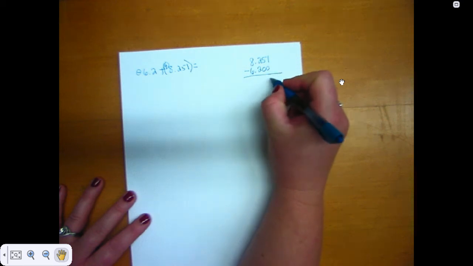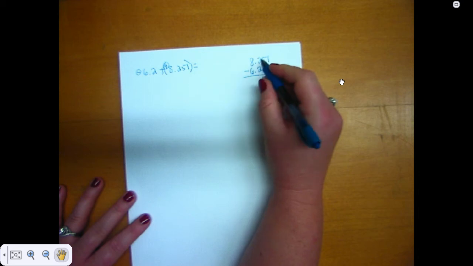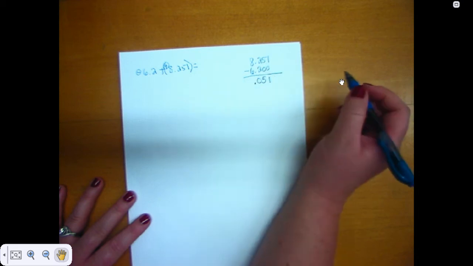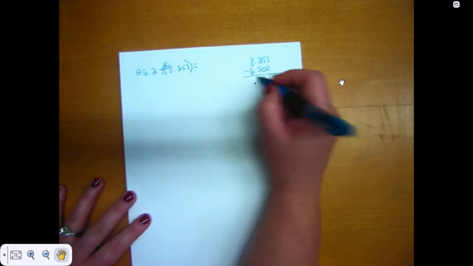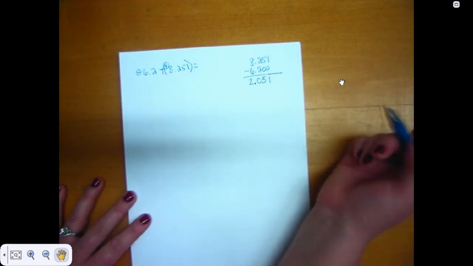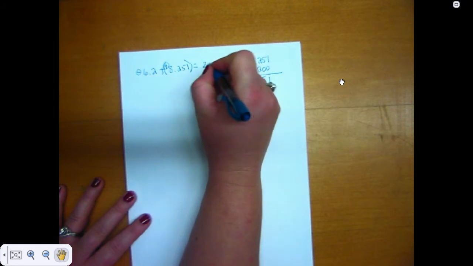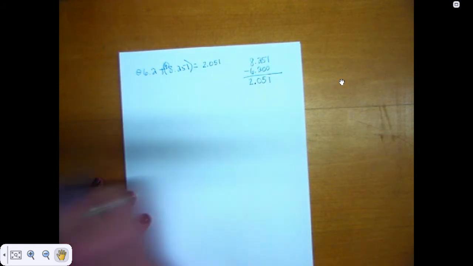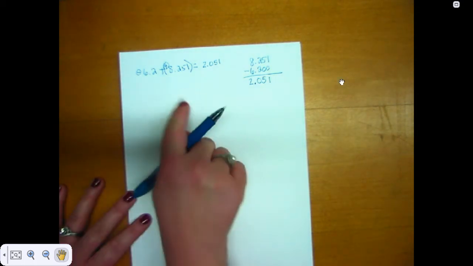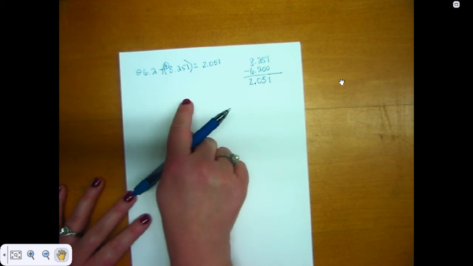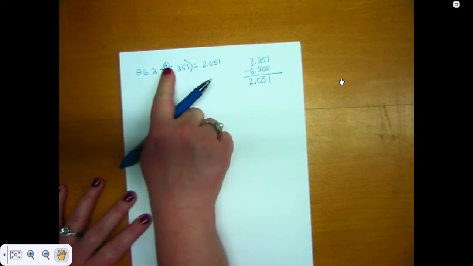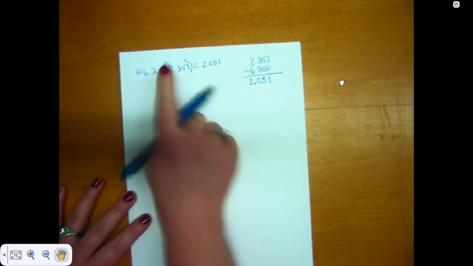So 1 minus 0 is 1. 5 minus 0 is 5. 2 minus 2 is 0. Bring down your decimal sign, and 8 minus 6 is 2. So my answer is 2.051, or if we said it correctly, we would say 2 and 51 thousandths. Now, I cannot forget to put my sign. So I'm going to choose the sign of the largest absolute value, which is positive.